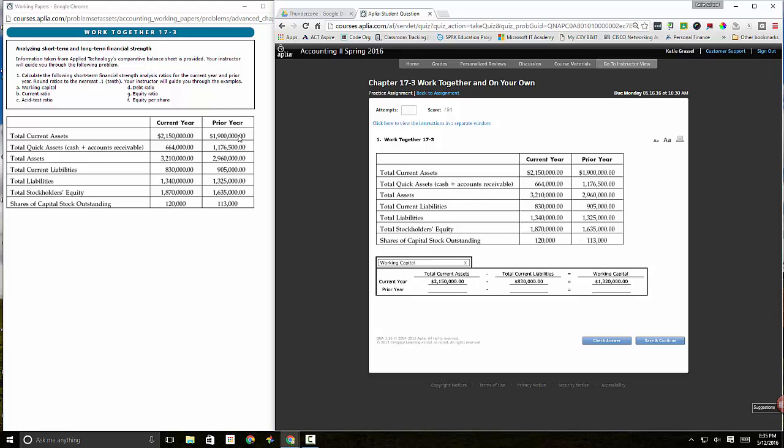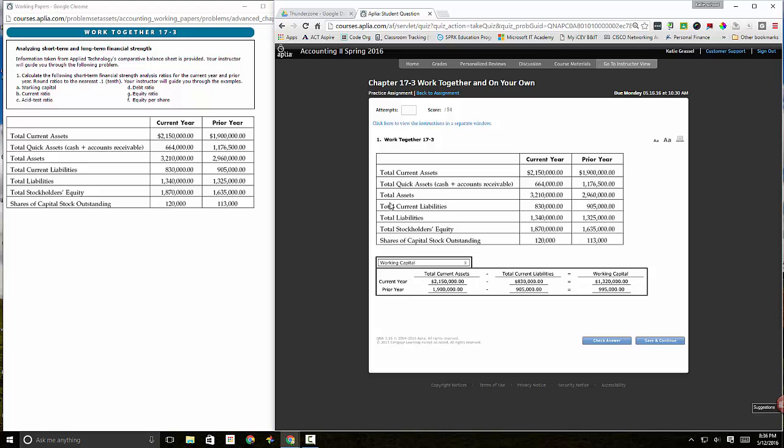Do the same thing for the prior year. So we had assets of $1,900,000. We have total current liabilities of $905,000. So you can see that we have a higher amount of current liabilities. So we're going to have working capital of $995,000 from the prior year. So is this a favorable trend? Yes, it is, because you can see they have more working capital.